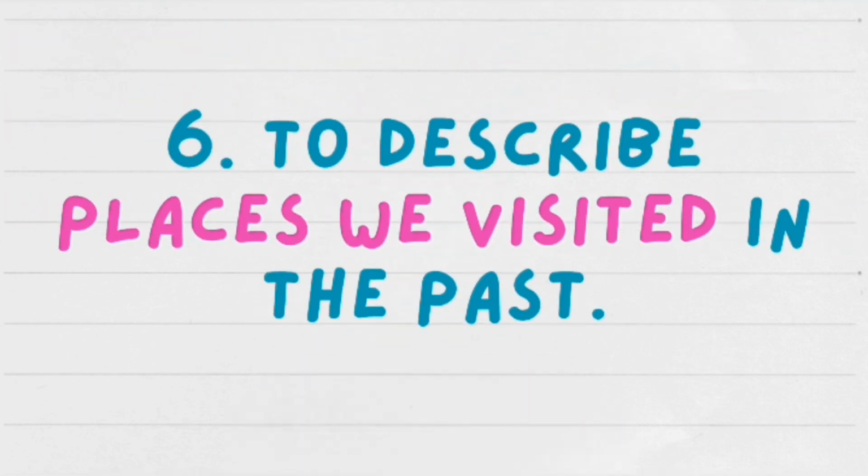Now, case number 6, okay? You have to use the imperfect past to describe places you visited in the past, okay? To describe places we visited in the past. Let's see some examples.